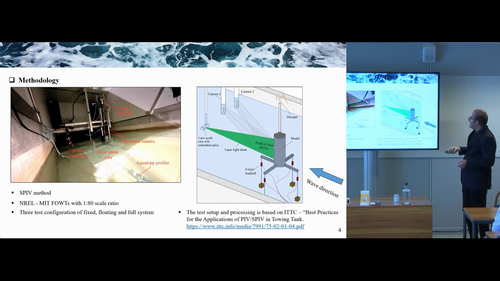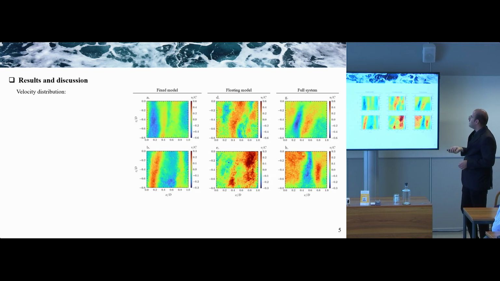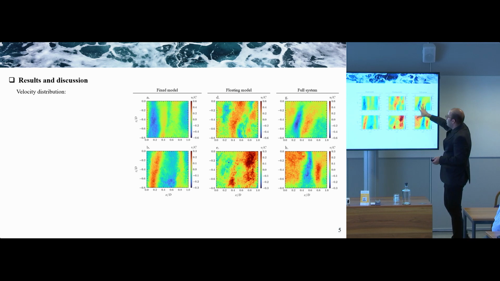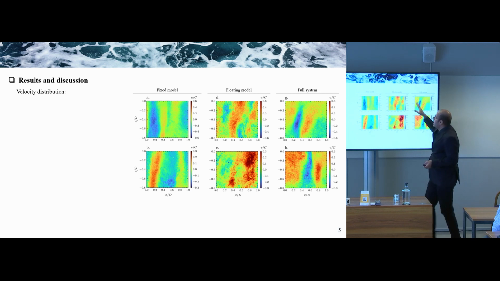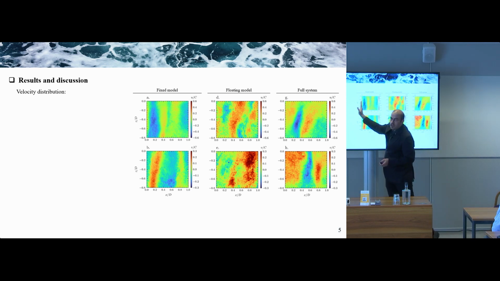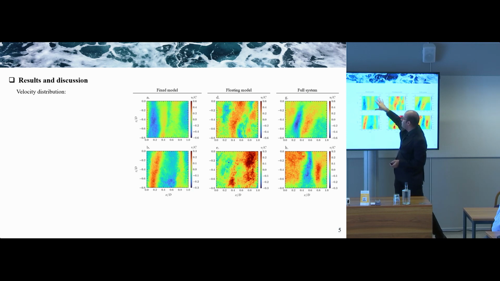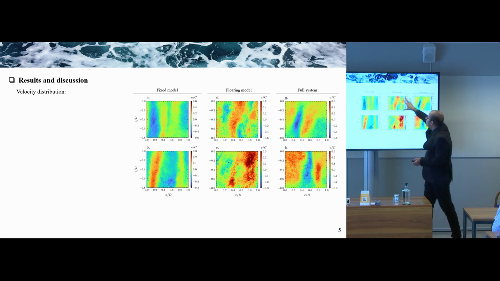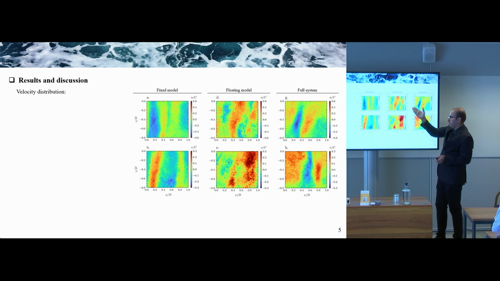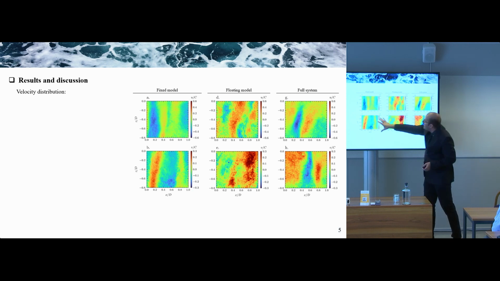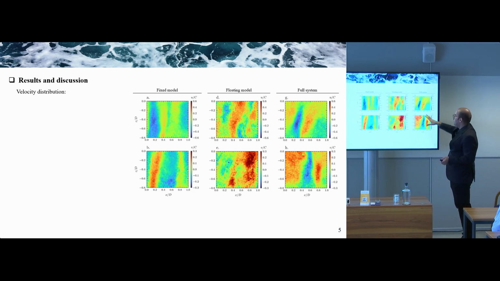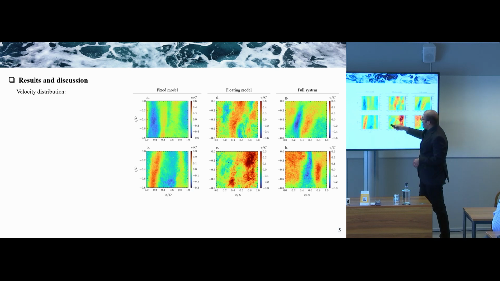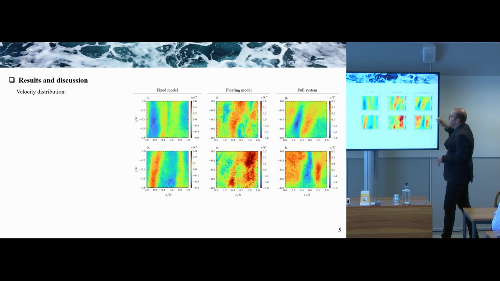So the first result that we have found was the velocity contours behind the floater. You should consider the floater here, and this is the area behind the floater. The first row shows the velocity vectors in the x direction. The second row shows the velocity vectors in the cross-flow direction, the v direction. And here we have the fixed model, the floating model, and the full system.